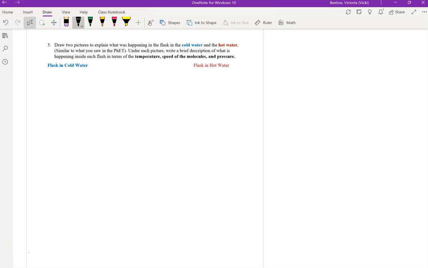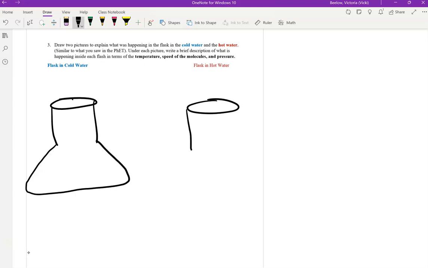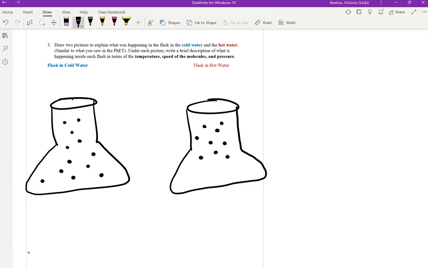And then for question number 3, you're going to draw a picture and provide a little description. So your picture could be the flask. And then inside of that, you can draw the molecules. You could draw the flask. So first, I want to make sure that I have the same amount of molecules in each. And then you need to indicate a couple things in your description and in your picture.